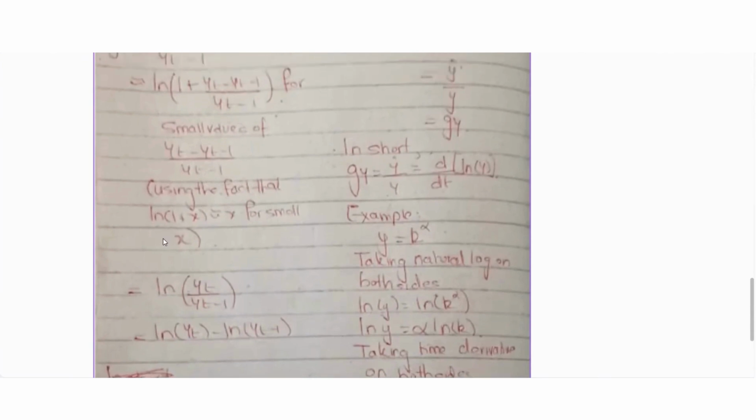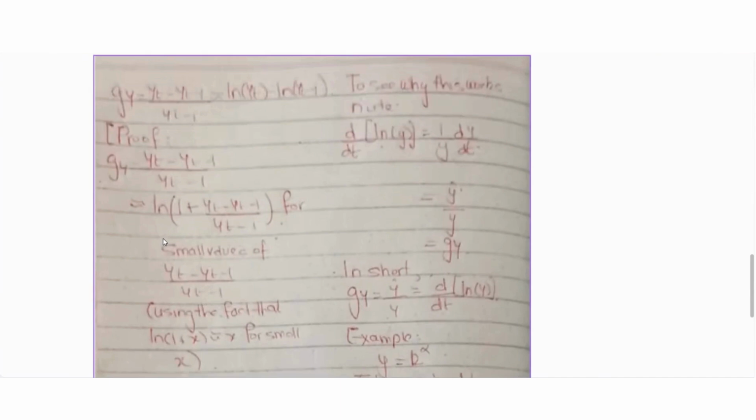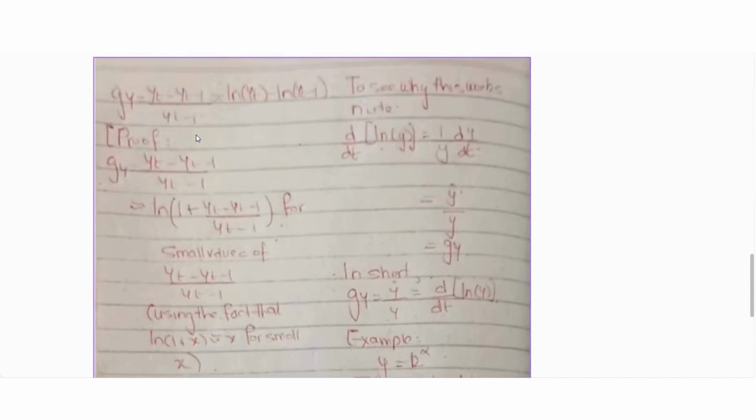So using this approximation that ln(1 + x) is approximately x for small x, in discrete time we can approximate the growth rate as differences in natural logs. What we talked about was the growth rate in discrete time of y is just (y_t − y_{t-1}) divided by y_{t-1}. And this can be approximated as the difference in natural logs, so it is approximately ln y_t − ln y_{t-1}.